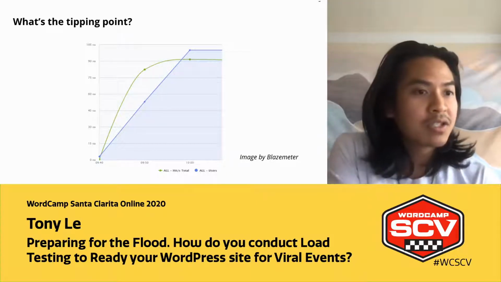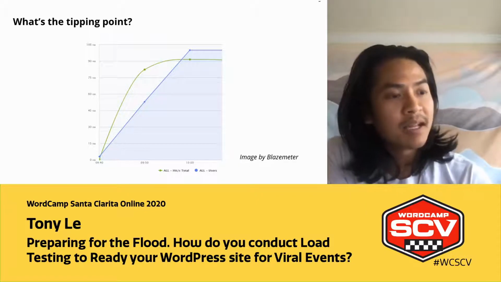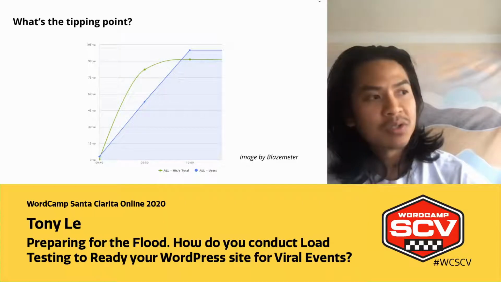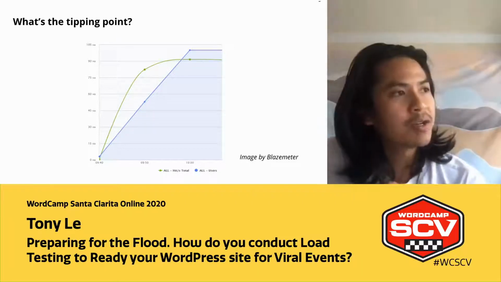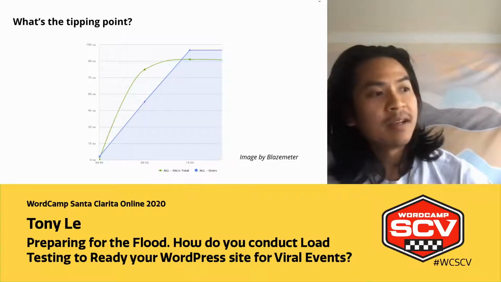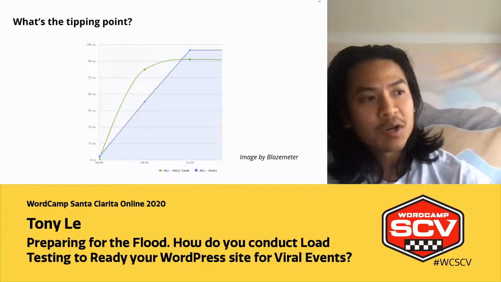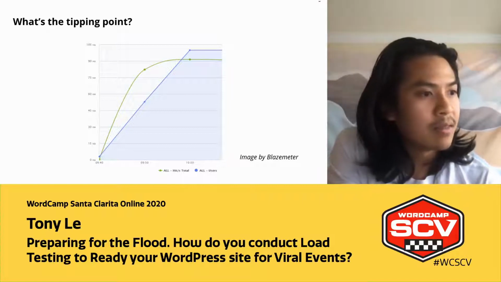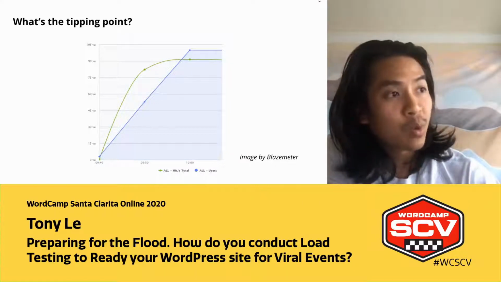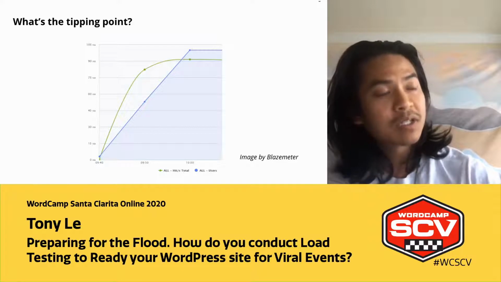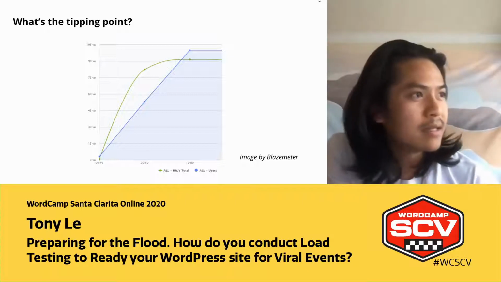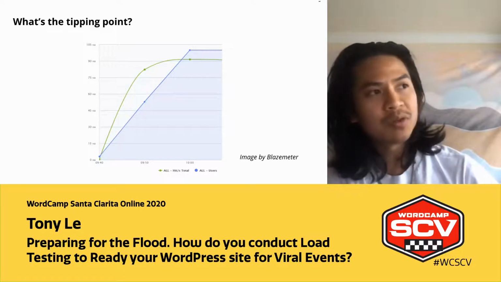So this is an image that I pulled from BlazeMeter that shows here in the blue the number of users, and the number of requests that are being processed by the system. You can see here in the green, the number of requests that are being processed starts to slow down and plateaus around, I would say, 85 virtual users.